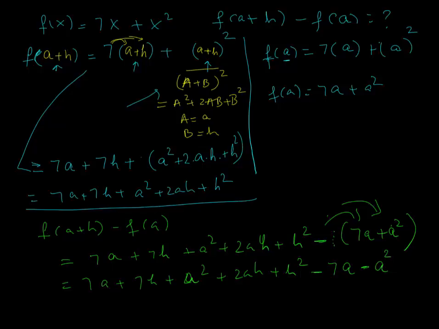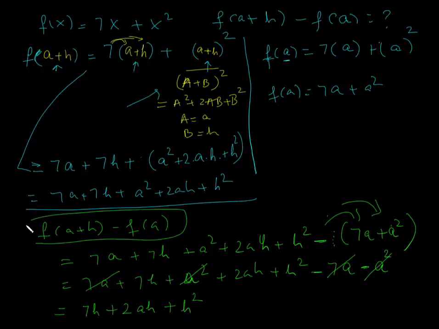And now let's cancel out the terms that can be cancelled out. So what are we left with? We are left with 7h + 2ah + h squared. So this will be the answer to part C. f(a + h) - f(a) equals 7h + 2ah + h squared.